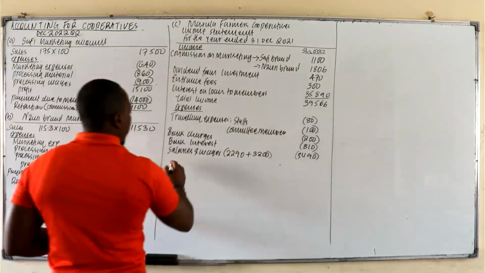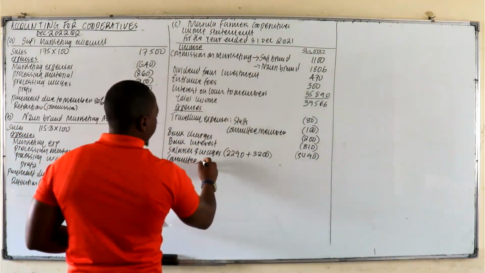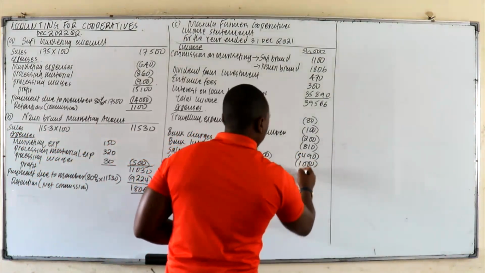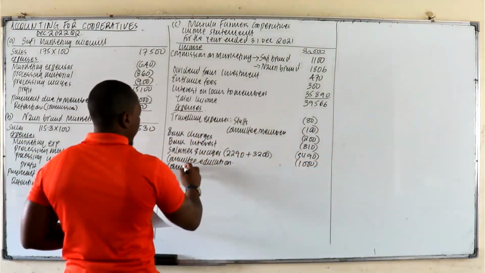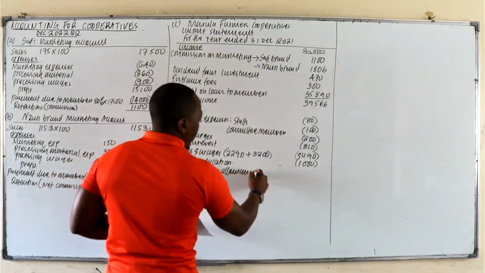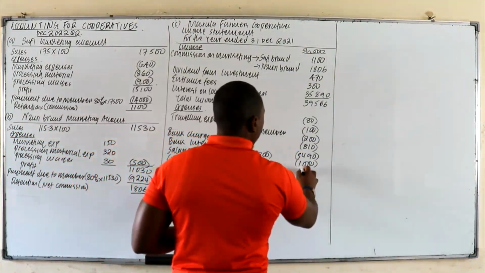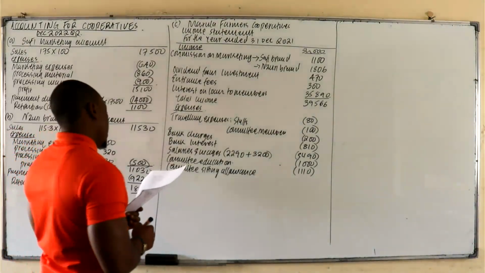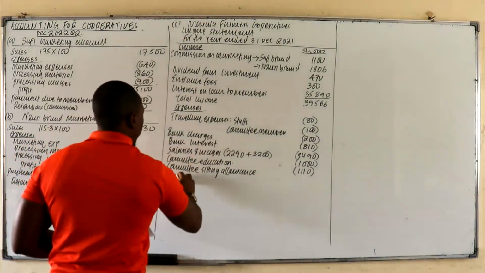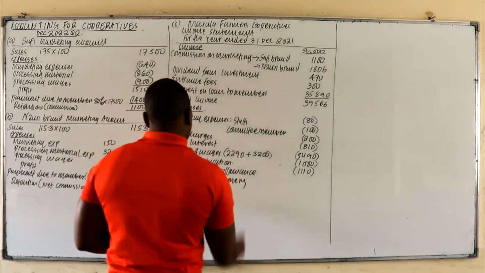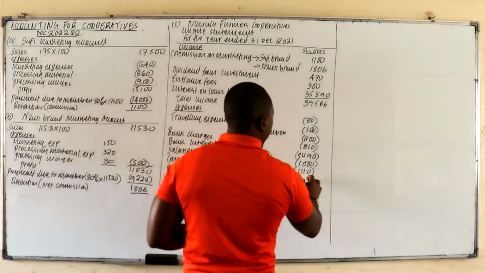And then we have committee education, an amount of 1,000. Committee sitting allowance, we have an amount of 1110. Then we have printing and stationery, and for the printing and stationery is an amount of 2050.